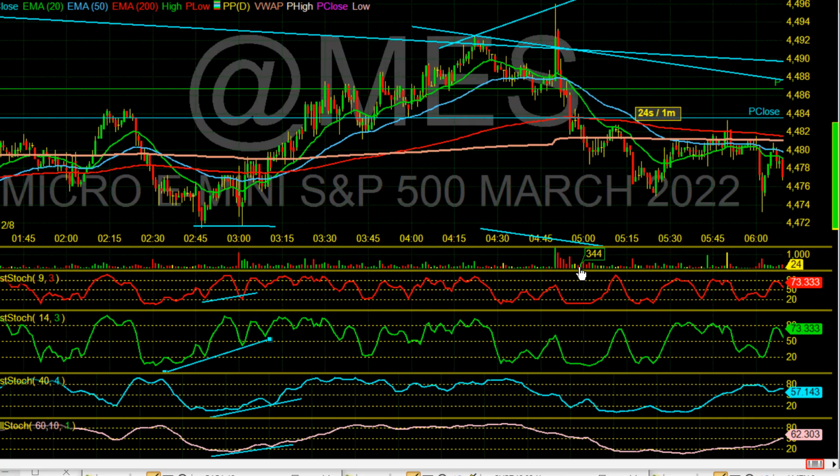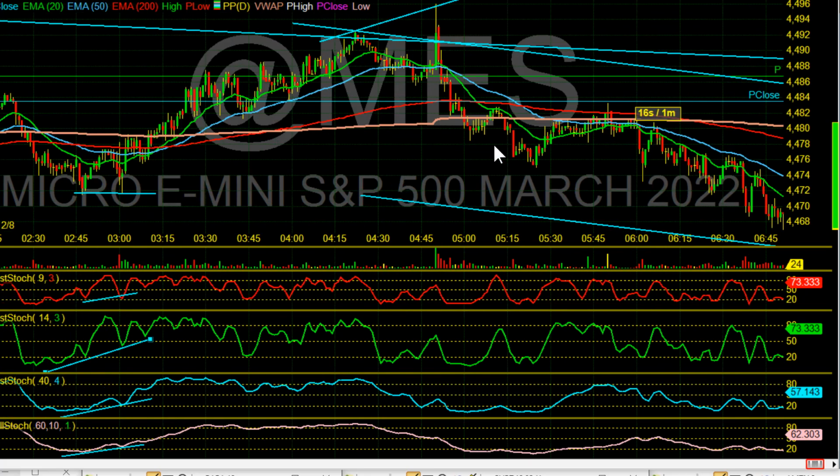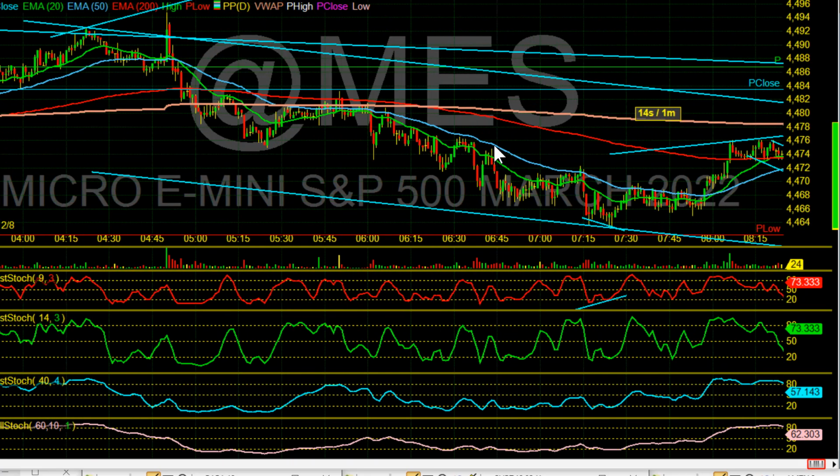So you had that big, nice move up, and then you had this. Look at this big divergence here. The lower low, this was the high, this is the high low. It was a big, huge divergence. Oh, it was crazy big.